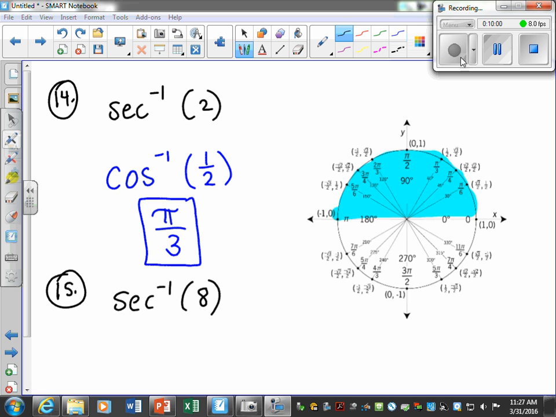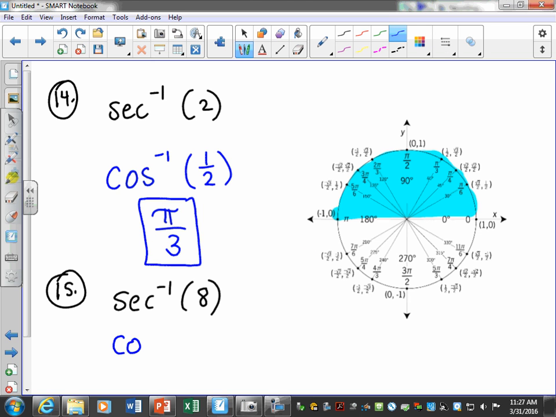Well, now what about this one? If I secant inverse of 8, if I rewrote it as cosine inverse, what does that become? 1 over 8. Now is 1 over 8 anything over there? No, so that's definitely one that's easier to do in a calculator.